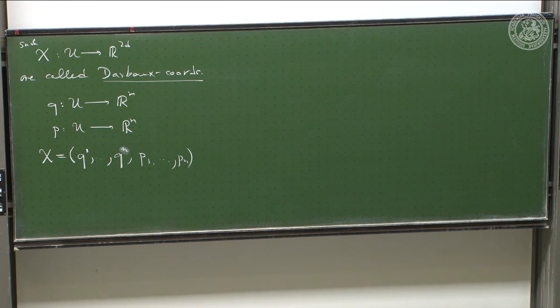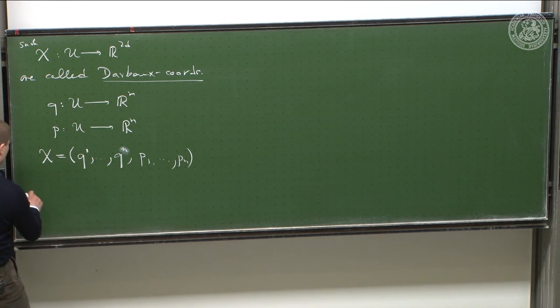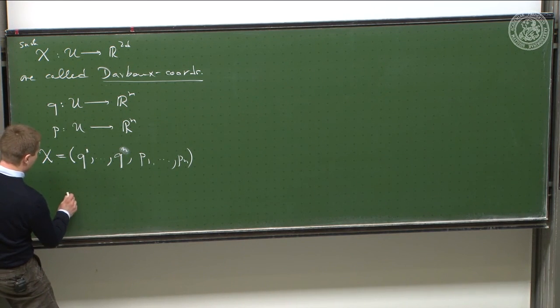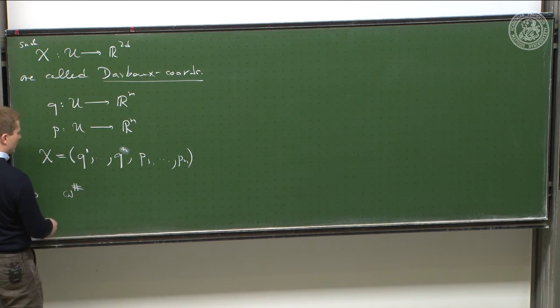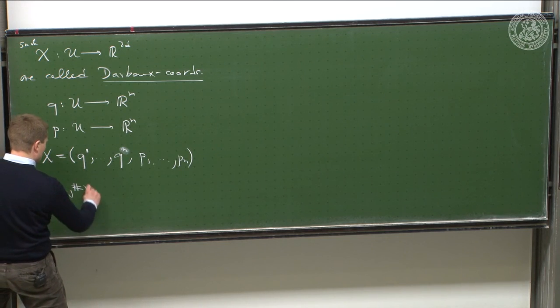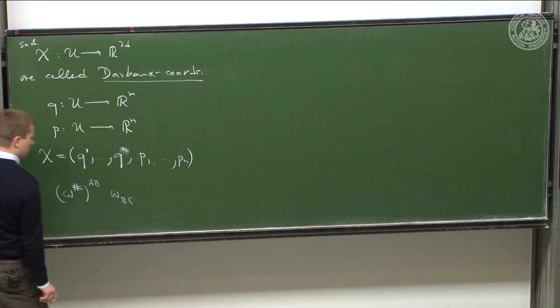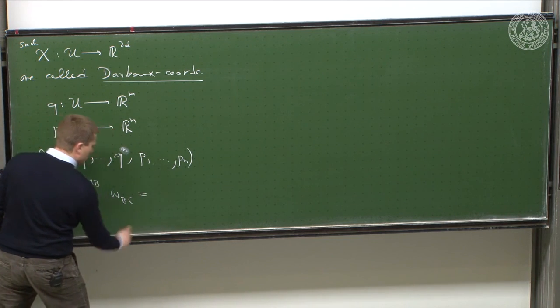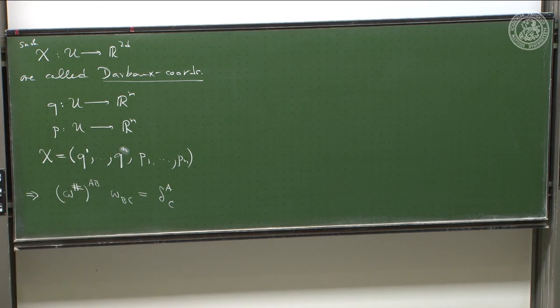So once we did that, we can immediately find that if the omega looks like this, then we can define an omega sharp. It's like the musical symbol. You raise the indices. You do this, it's the inverse. So we define this in Darboux coordinates, omega^{AB} such that omega^{AB} omega_{BC} equals delta^A_C. Now, you can do this always.